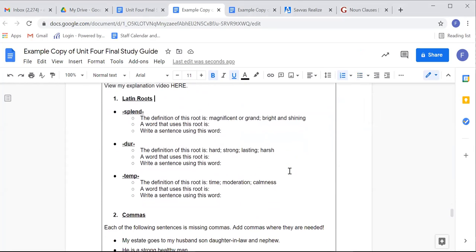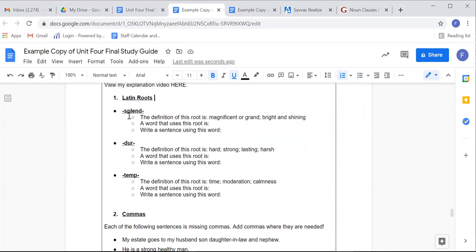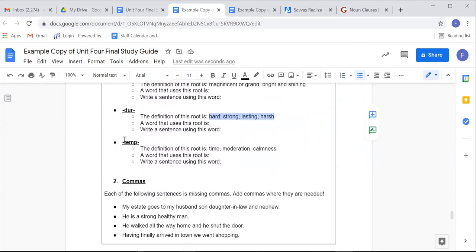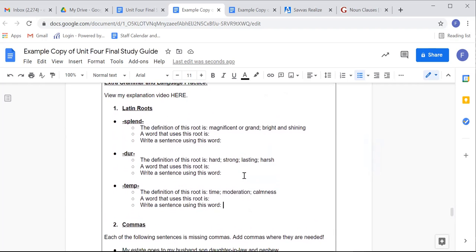But just as a reminder, the root splend, S-P-L-E-N-D, means magnificent or grand, bright and shining. The root dur means hard, strong, lasting, and harsh. And the root temp, T-E-M-P, means time, moderation, and calmness. So those are your three Latin roots to know for the final.